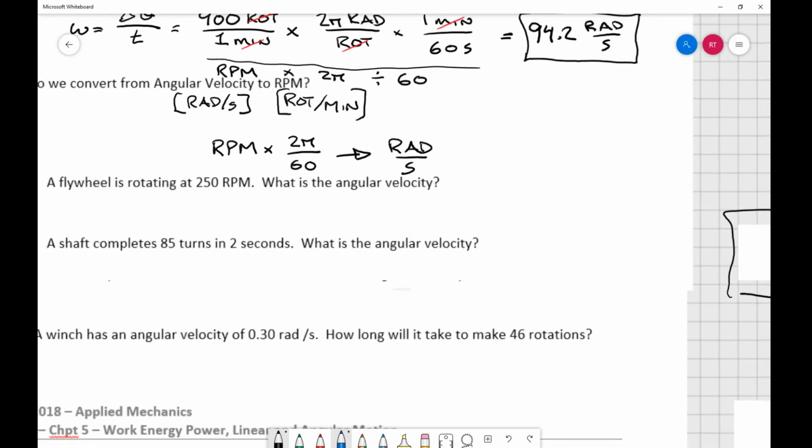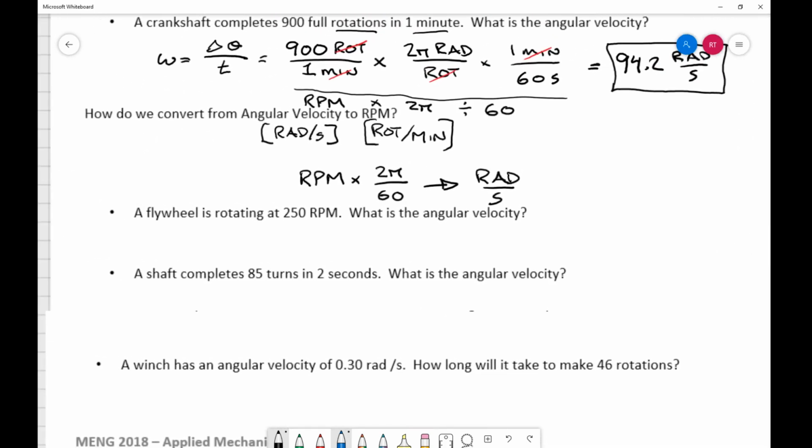So we got a couple of questions relating to angular velocities and rotations. A flywheel is rotating at 250 RPM. What is the angular velocity? This is just a straight conversion. 250 RPM times 2 pi over 60 gives me 26.2 radians per second.